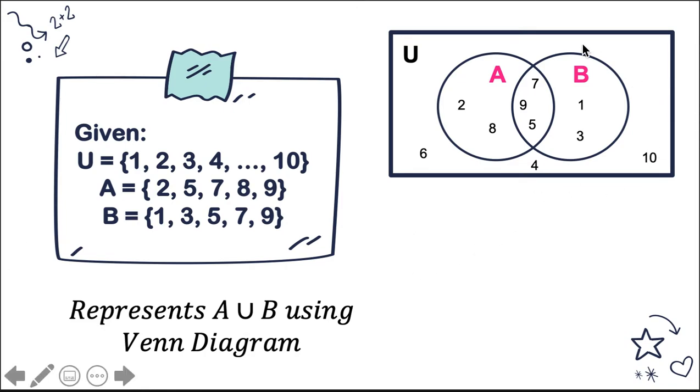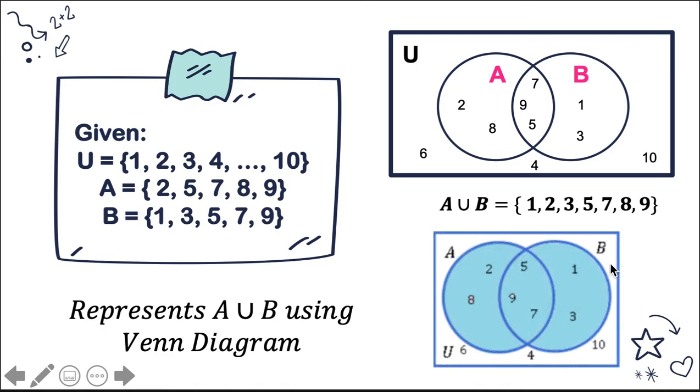So what we are going to do is represent A union B using the Venn diagram. Looking at the figure here, as said a while ago, the combination of the two circles of set A and set B will be A union B. So for A union B, we have elements 1, 2, 3, 5, 7, 8, 9, and the shaded part of the circle will be this one, because that is the combination of the two circles.